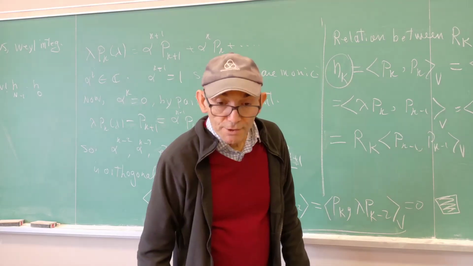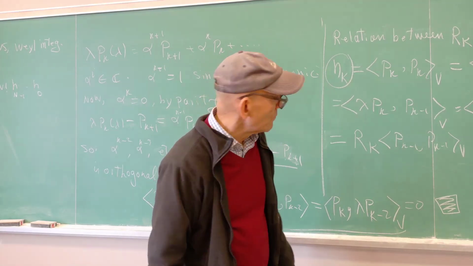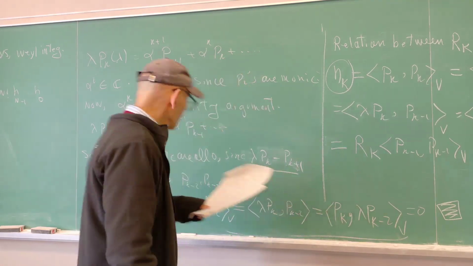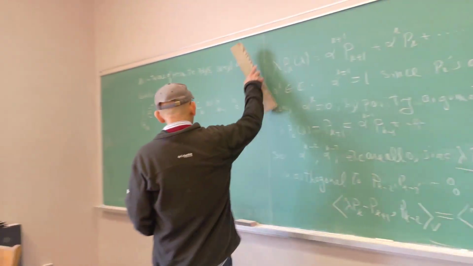Would Hk just be the product of all the Rk? The product of, sorry? Oh yeah, of all the Rk, so Rk times Rk minus 1 times Rk minus 2. Yeah, exactly. And then R0 is 1 because it's monic. So that comes from this equation now.